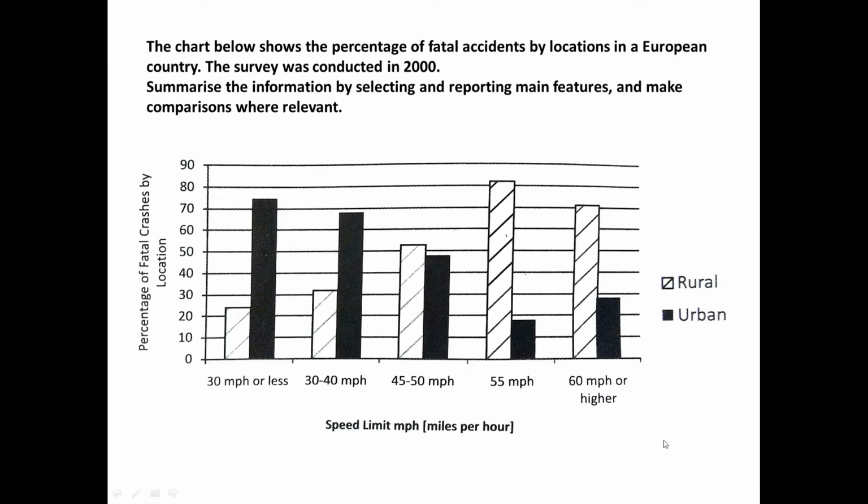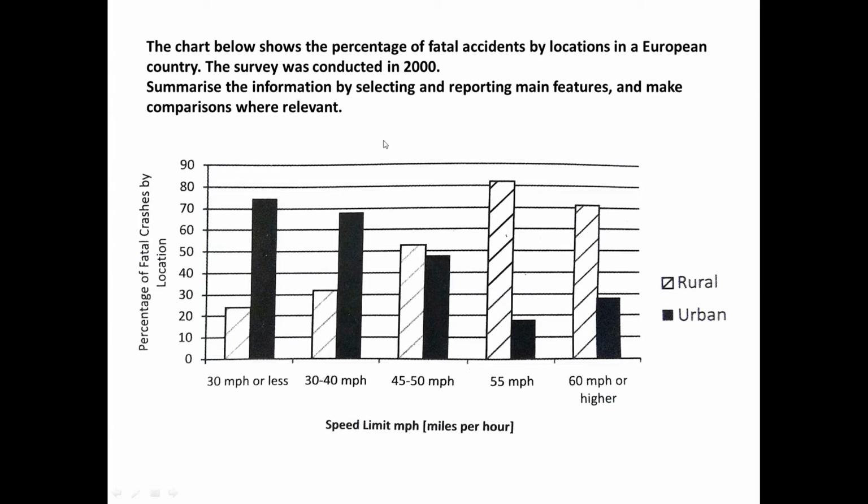So this video is about IELTS Writing Task 1 bar chart. Let's see the information provided by IELTS first. The chart below shows the percentage of fatal accidents by location in a European country. The survey was conducted in 2000. Summarize the information by selecting and reporting main features and make comparisons where relevant.